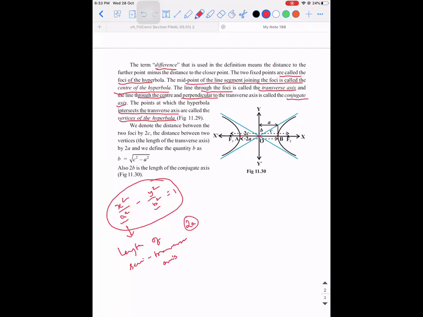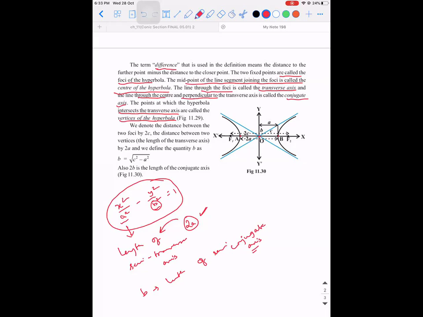2a is called the length of the transverse axis. So the replacement for major in ellipse: major in ellipse is equivalent to transverse in hyperbola, and minor in ellipse is equivalent to conjugate in hyperbola. So here 2a represents the length of the transverse axis. Then what will be represented, guys? Length of semi-conjugate axis. So concentrate. Here comes an important point.